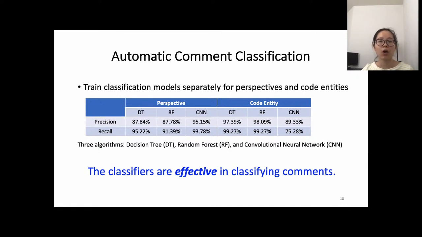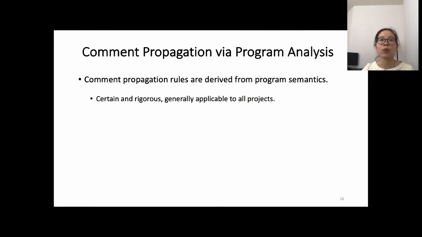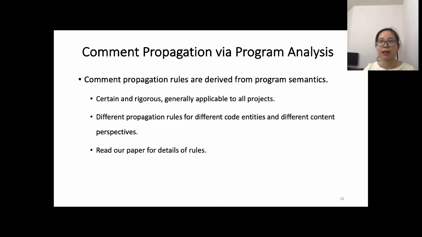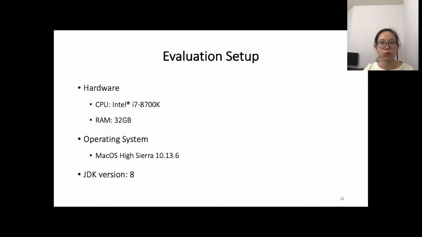Given a comment, we will first use the classifiers to get the corresponding code entity and the perspective. Then we will propagate the comments based on the program semantics. Our propagation rules are derived from the program semantics, so they are certain and rigorous. Also, they are generally applicable to all projects. As mentioned before, different code entities and different content perspectives require different propagation rules. So please read our paper for the details of these rules.